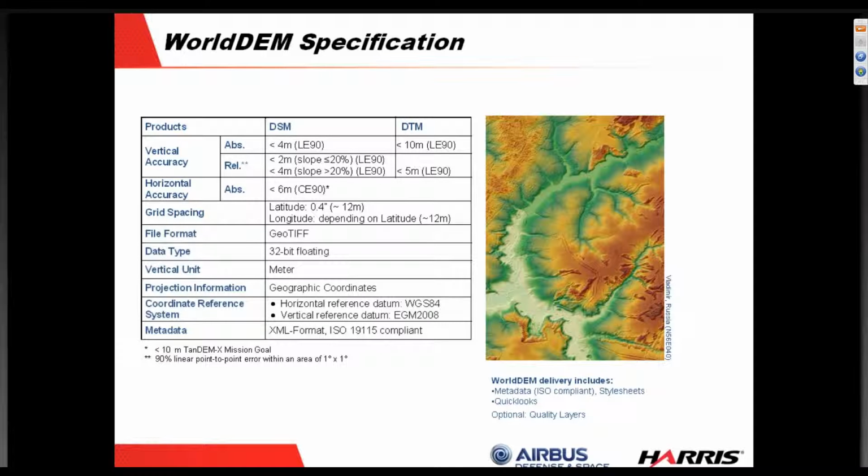The file format is GeoTIFF, delivered as 32-bit floating point data in geographic coordinates. And important to mention that the grid spacing is about 12 meters, so we are in geographic coordinates, that means 0.4 arcseconds.